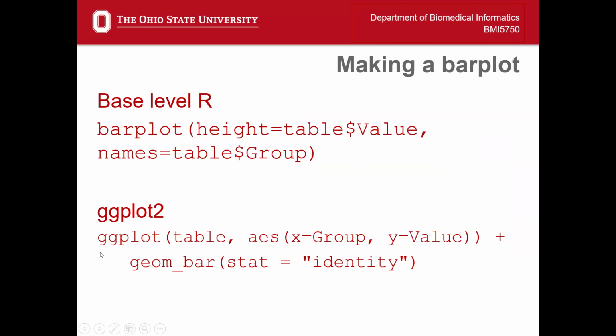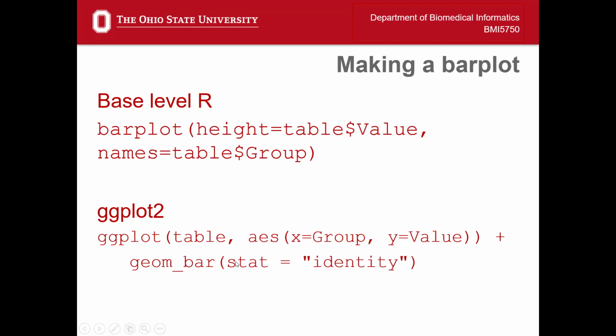For using ggplot2, we initiate our plot with our table name, with our x value being group. It's a categorical variable, a character string, and our y value being value. It's going to be a number. And then we add on geom_bar. That's how we tell ggplot2 to make a bar plot.